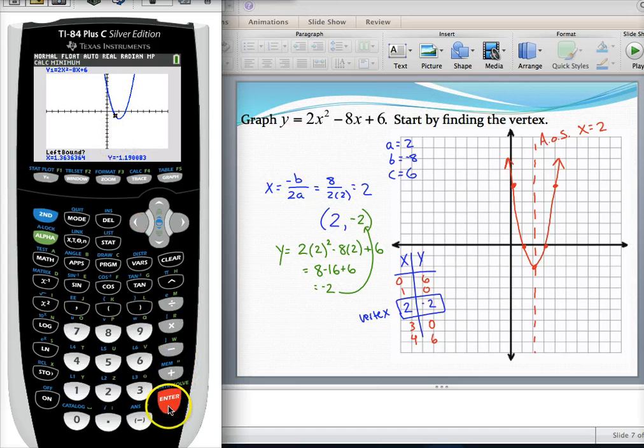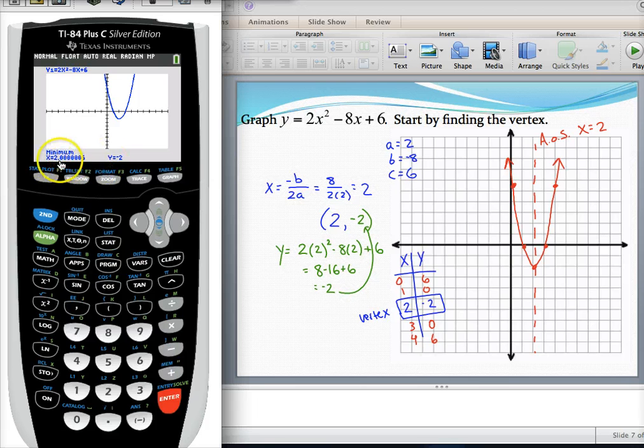So press enter. It'll ask you then for the right bound. So again, move your cursor so you're a little bit to the right. Don't get too close, you might miss it. So be a little bit to the right and press enter. You should have seen these 2 triangles pop up. They should be facing each other with the vertex trapped in between them. If they're facing away from each other, then you've done it backwards. So go back and fix that. For guess, just hit enter a 3rd time. And your minimum value will pop up.